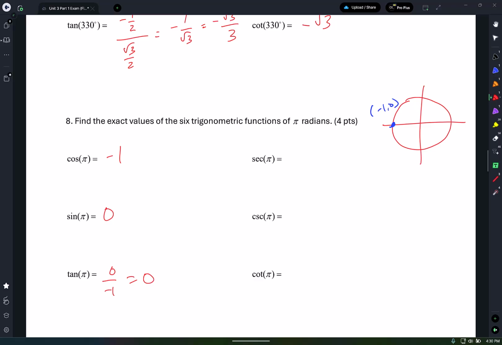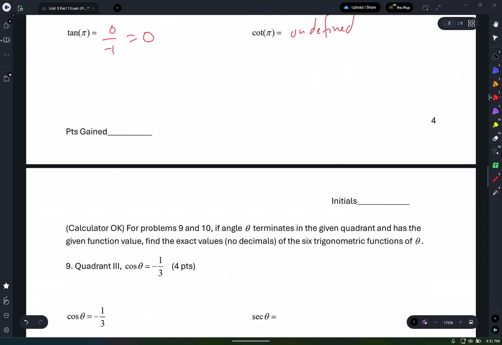Secant of pi is the reciprocal of cosine, so the reciprocal is just negative 1 again. Cosecant of pi, it's a reciprocal of 0. The reciprocal of 0 is undefined. You can't divide by 0. And same thing with cotangent of pi. Undefined. There it is. Cool? Okay. Let's go to the next one.